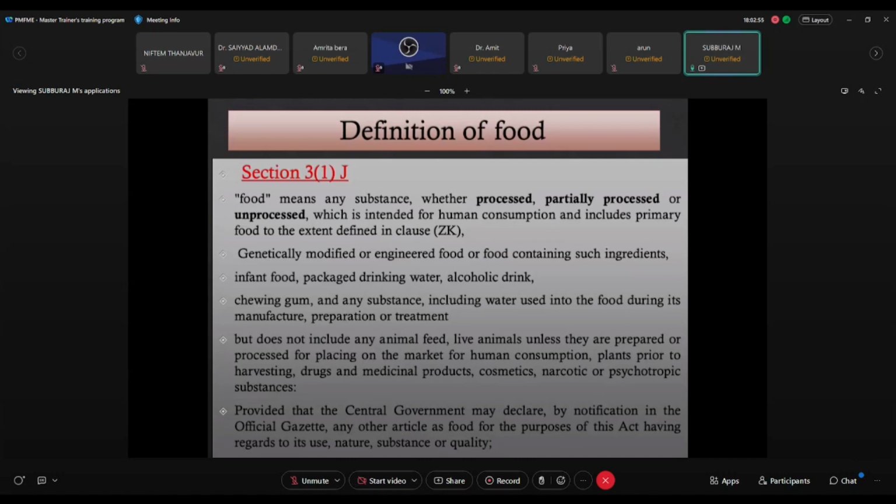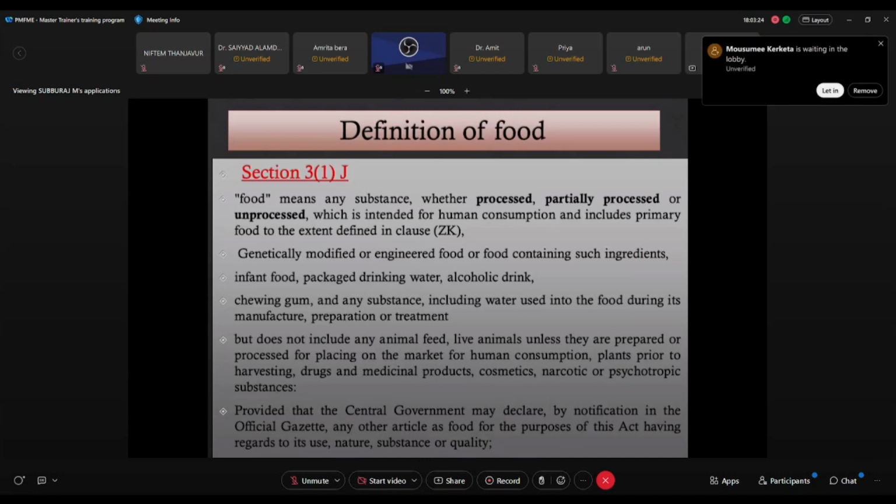So it is very beautifully arranged. Moreover, it also excludes some things. You see, animal feed, live animals, all the things placed in the market before consumption. That means if it is coming before that, then it is not coming under us. Moreover, it is clearly told that drugs, medical products, cosmetics, narcotics are excluded. No ambiguity in this one. This is very clearly told, what is a food.